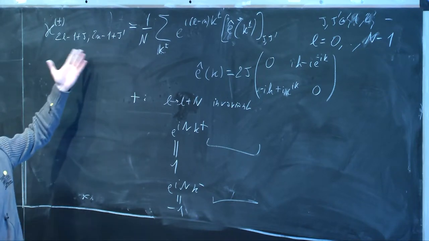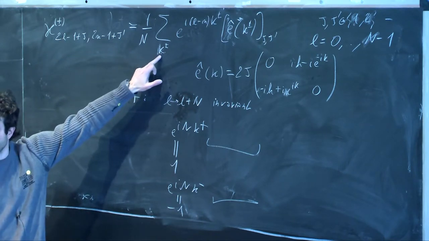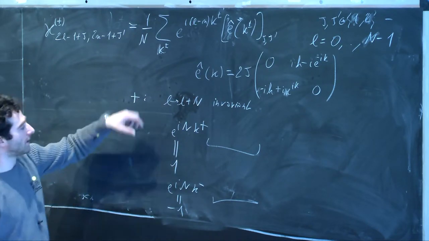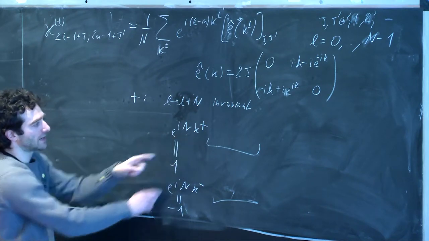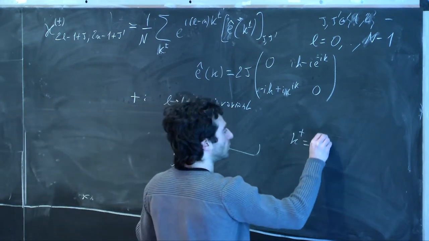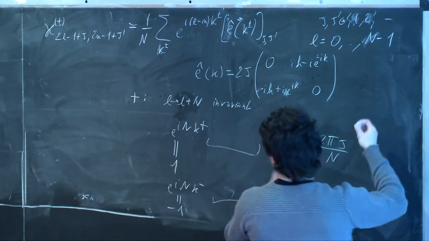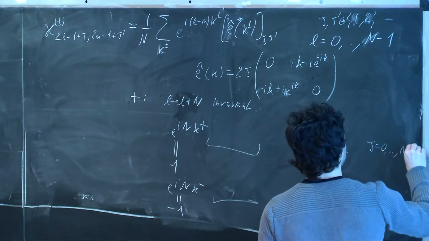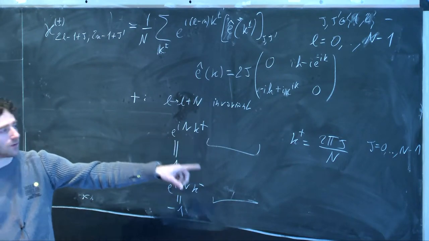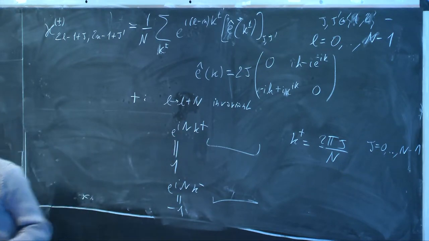So this means that you can always rewrite the matrix in this form if you choose this particular coefficient k satisfying this condition. In practice, what does it mean? How can you satisfy this condition, E to the I N k plus equal to 1? This is satisfied by k plus equal to 2 pi j over capital N, where j goes, for example, from 0 to capital N minus 1. If you plug this into this, then you realize that you find all the possible solutions.